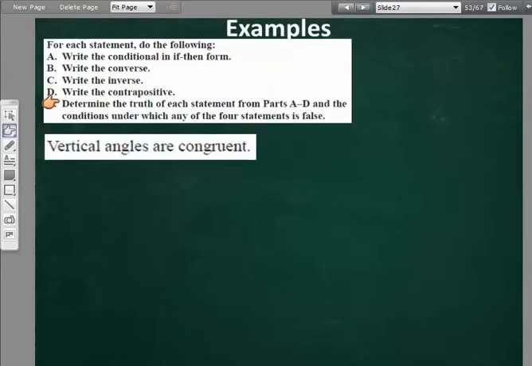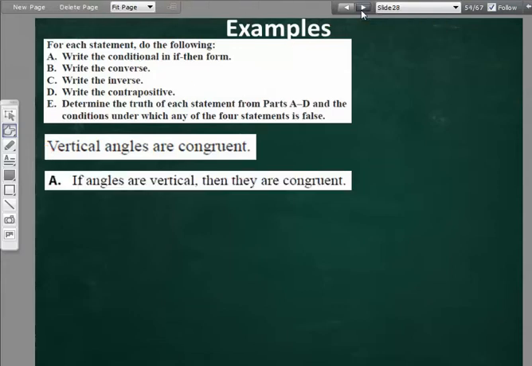Let's look at some examples. It says for each statement do the following. Write the conditional in if-then form, the converse, the inverse, the contrapositive, and determine the truth of each statement from parts A through D and the conditions under which any of the four statements is false. So our statement is vertical angles are congruent. Part A says if angles are vertical, then they are congruent. That's written as a conditional in if-then form. If angles are vertical, then they are congruent.